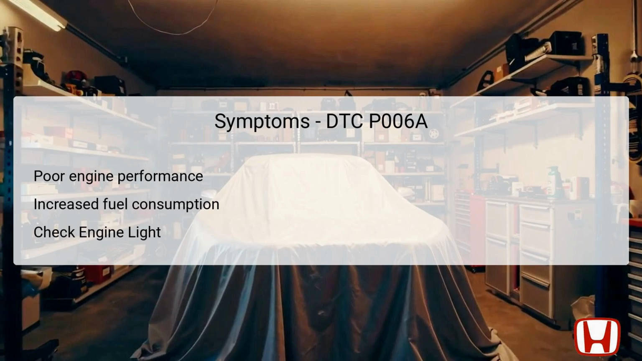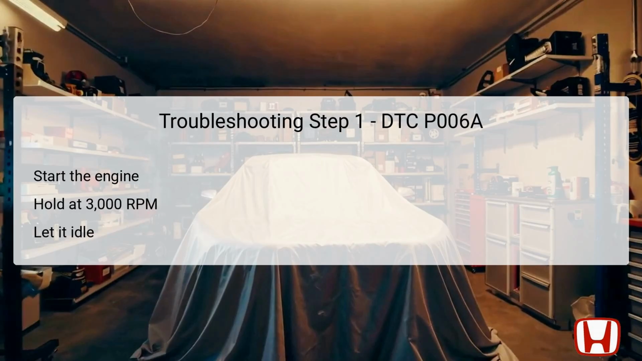Understanding these symptoms enables vehicle operators and technicians to act quickly in addressing the potential causes linked to DTC P006A, thus preventing further complications down the line. In the first troubleshooting step for DTC P006A, you will begin by starting the engine in a safe environment. Once the engine is operational, you'll need to maintain it at a steady speed of 3,000 RPM without any load, which can typically be achieved when the vehicle is in park or neutral.